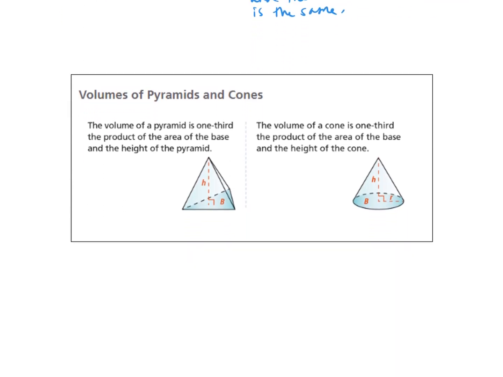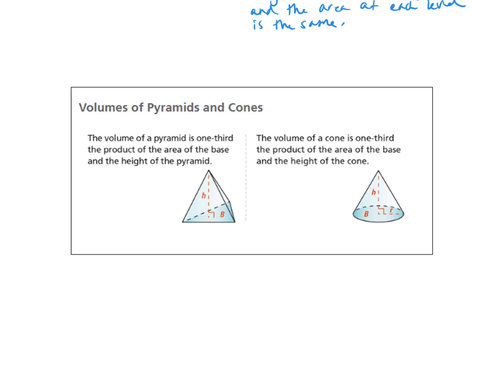So that's going to take us to volumes of pyramids and cones. The volume of a pyramid is 1/3 the product of the area of the base and the height of the pyramid. So our volume formula: volume equals 1/3 the area of the base, so we use a capital B, times H, the height of the pyramid. Remember, capital B stands for area of the base. We want to remember capital B has significance in what it means.